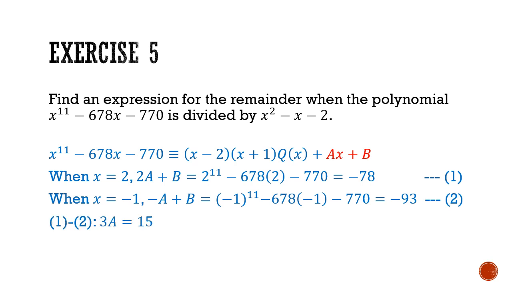So if we take equation 1 and subtract equation 2, very simply, 2a minus -a will give us 3a. The b's cancel out. And we'll get positive 15 for the constant. So a will be equal to 5. Substituting that back in, we can find that b equals -88. This tells us that the remainder is ax plus b, which is 5x minus 88. And that is our final answer.